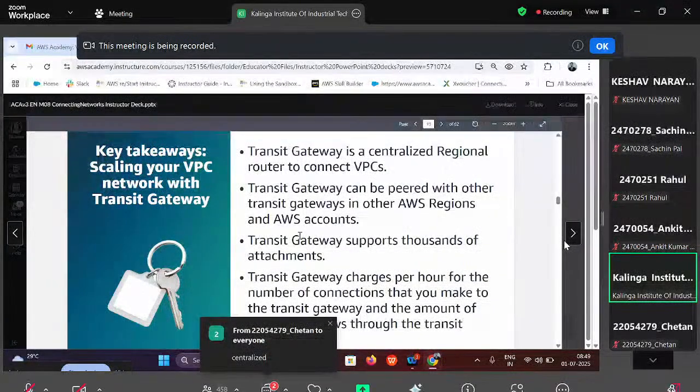You have seen that, na? A hub and spoke model and a full mesh model. So which type of model does it follow? Hub and spoke model or full mesh model? Which type of model does the transit gateway follow? Just reply in the chat.